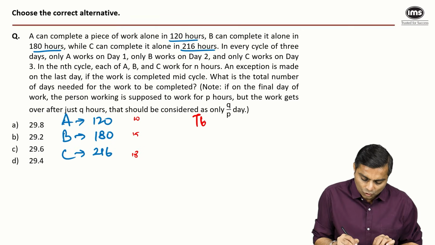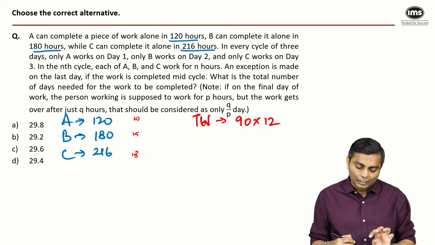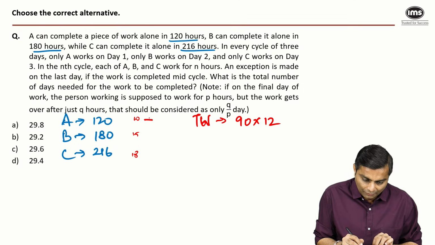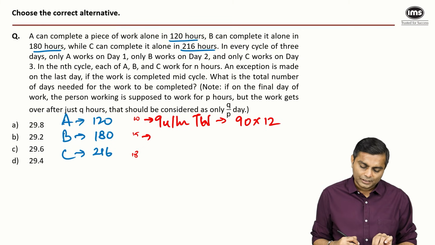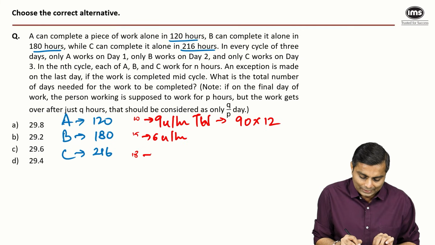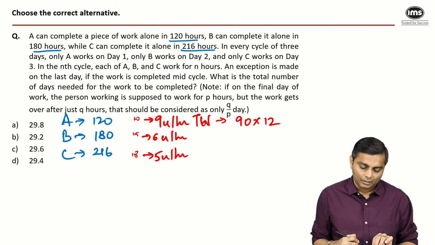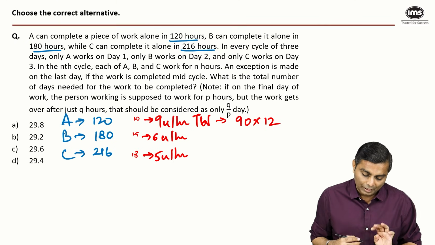So basically, I'm assuming my total work to be 90 into 12. Now, 90 into 12 divided by 120. So, A's efficiency is going to be what? 9 units per hour. B's efficiency, 6 units per hour. And C's efficiency is going to be 5 units per hour. Great. Okay, so now we have the efficiencies.